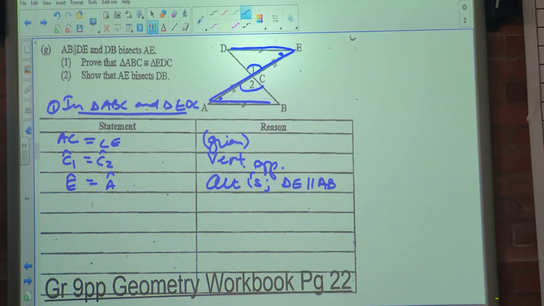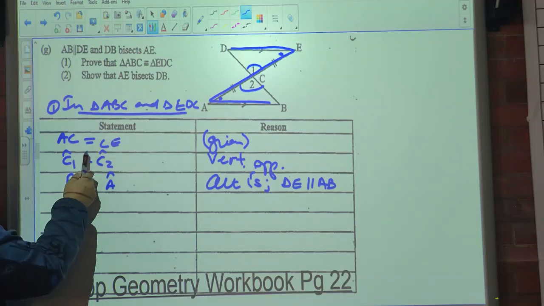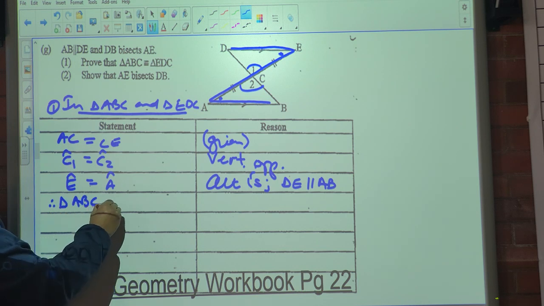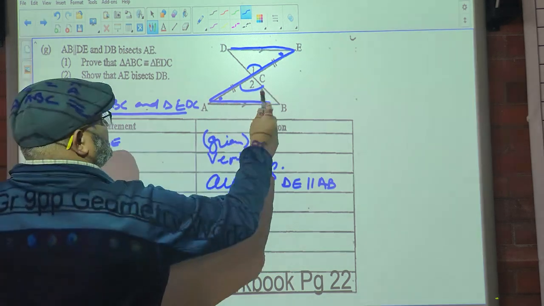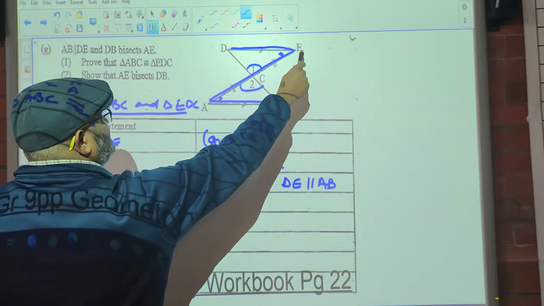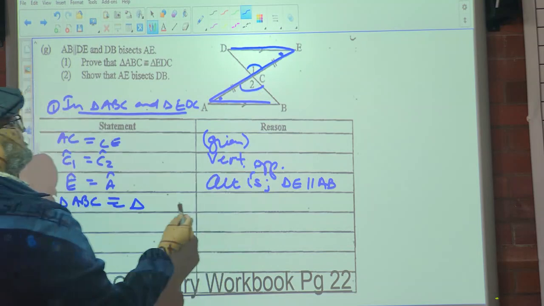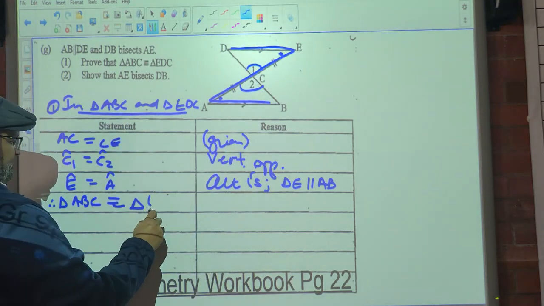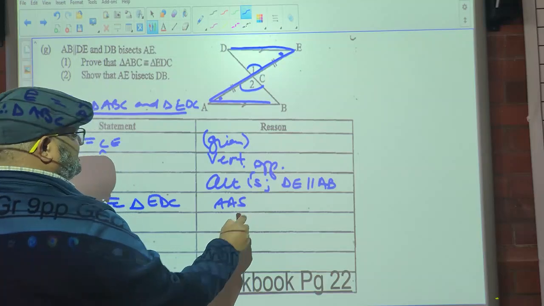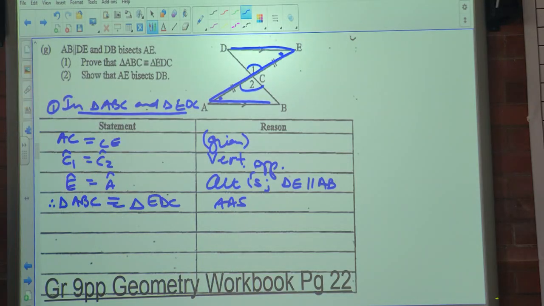So that's enough to conclude congruency. In what case of congruency is this? Angle, angle, side. So therefore triangle ABC is congruent to triangle EDC, which is the right order there. And what is the case of congruency? Angle, angle, side.